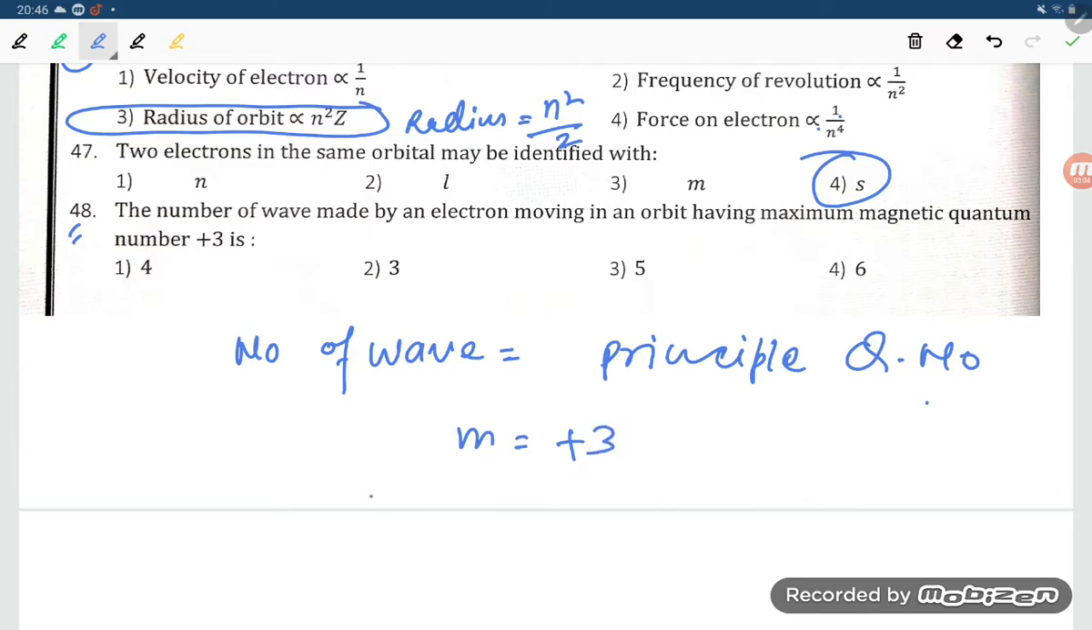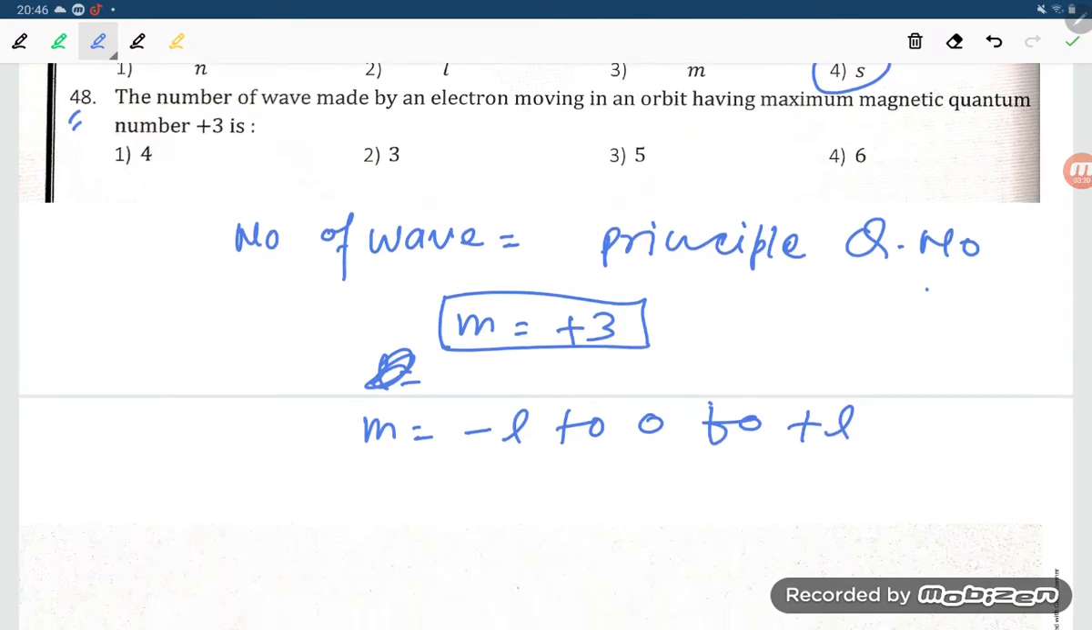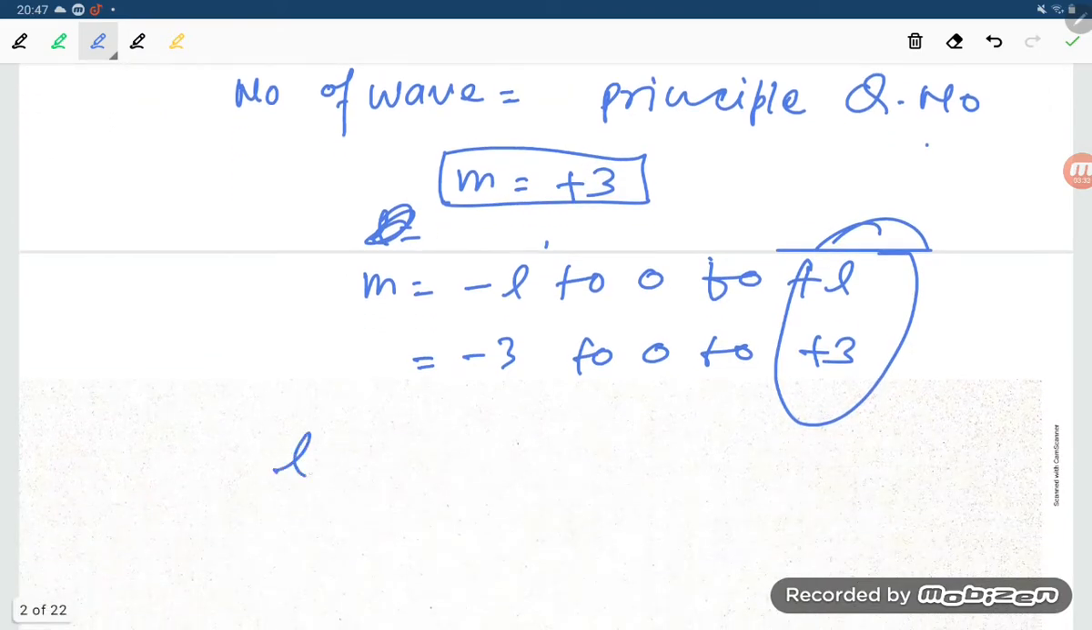So what is L, student? How does m equal to plus 3 come? m is equal to minus L to 0 to plus L. So m equal to 3 means the L value must be 3: minus 3 to 0 to plus 3. So L is equal to 3.